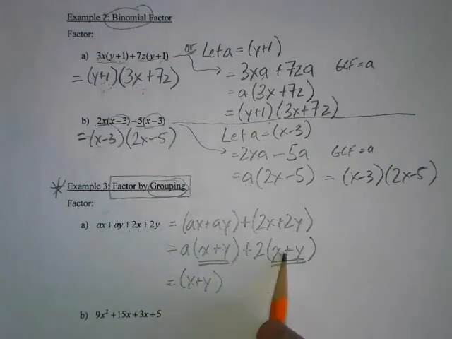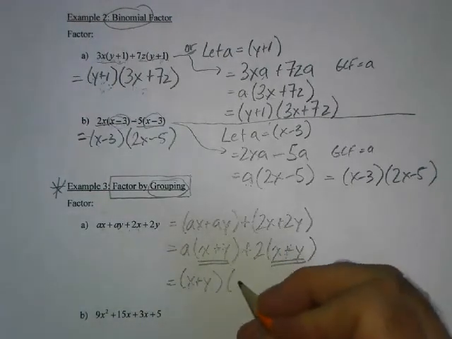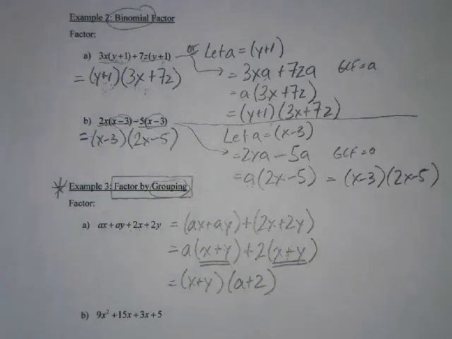Right, and if I factor that out, if I remove it, what's left over? A plus 2, so that's my second factor. Okay, and that's how you do that.